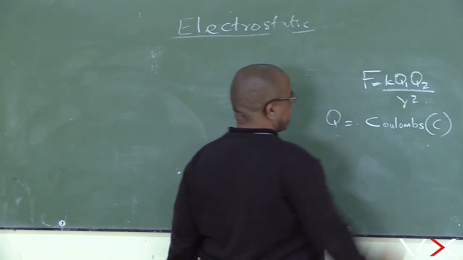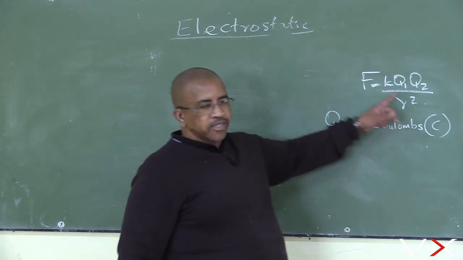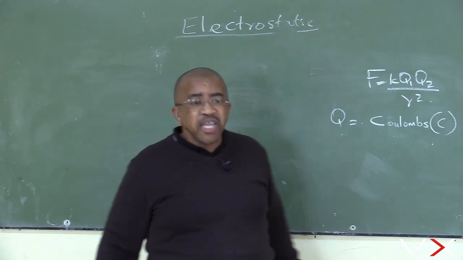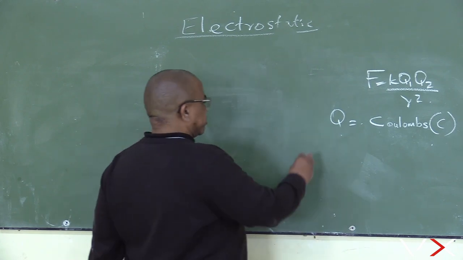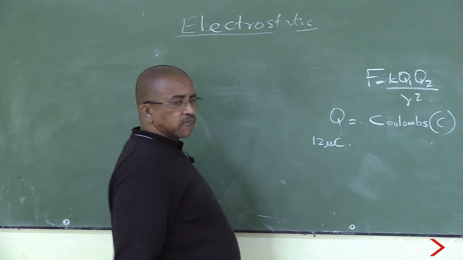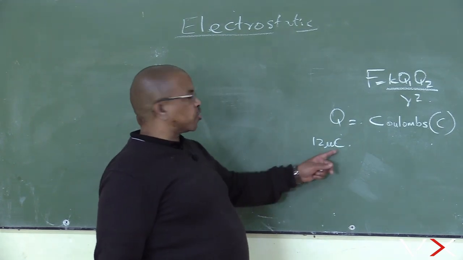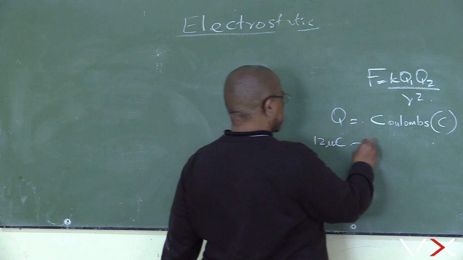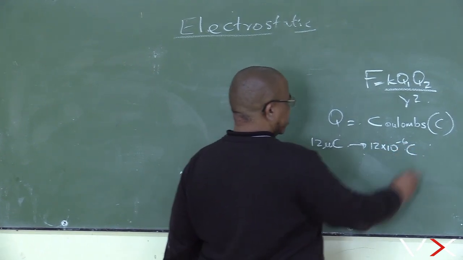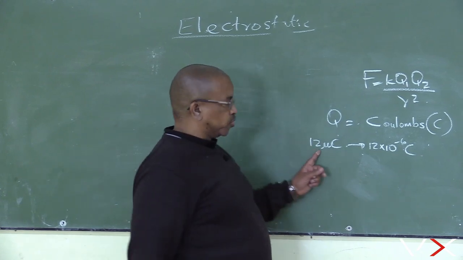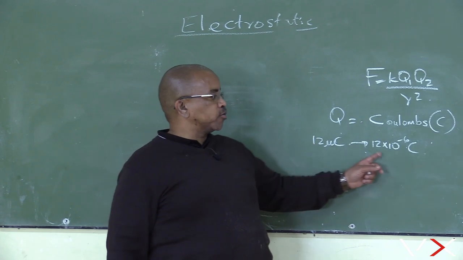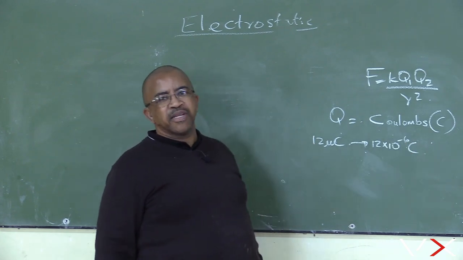Did you see? Kule equation ama unit a charge is coulombs. Kuyenzeka unikeze isibalo kuthiwa 12 micro coulomb. When you convert micro coulombs to coulombs, uthini na? 12 times 10 to the power minus 6 coulomb. You convert micro coulombs to coulombs, leyo number leyo uzo times and 10 to the power minus 6.